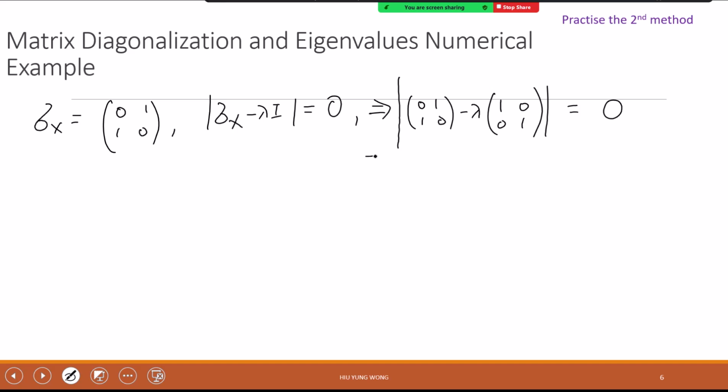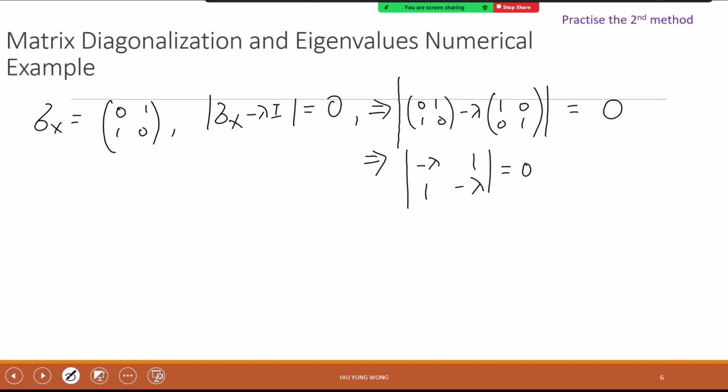So I can further simplify it. This is easy, right? 0 minus lambda times 1, which is negative lambda. And then 1 minus 0 gives me 1, and 1 gives me 1. And then this gives me negative lambda again, right? This is 0 minus this term times lambda, so 0 minus lambda gives me negative lambda. Similarly for this term, and the others are 1.